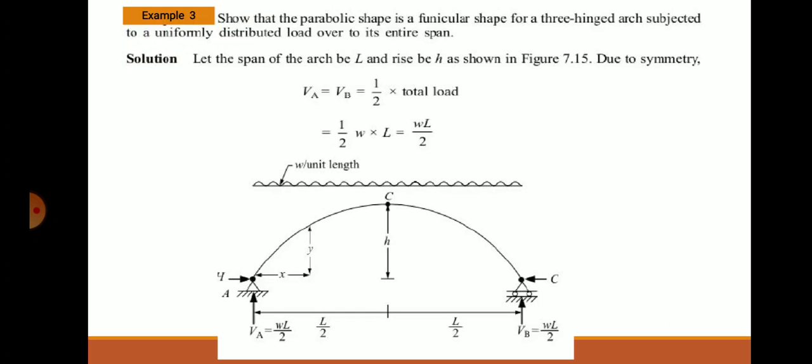Now, at any section distance x from A, there is a small point taken in the arch. See here the x and y ordinates. At that point, if you evaluate, moment is equal to VA into x minus H into y minus wx square by 2. But in a parabolic arch, y is given by 4hx into L minus x by L square. Whenever the arch is parabolic in nature, y is equal to 4hx into L minus x by L square.